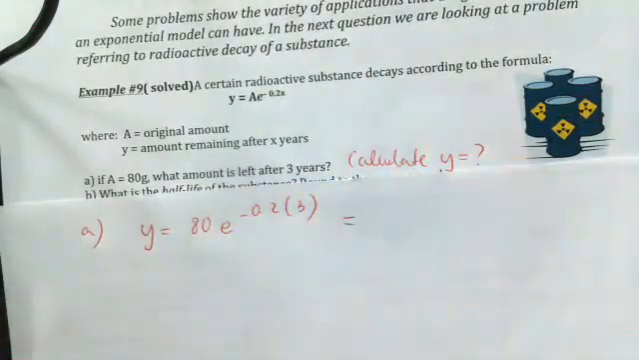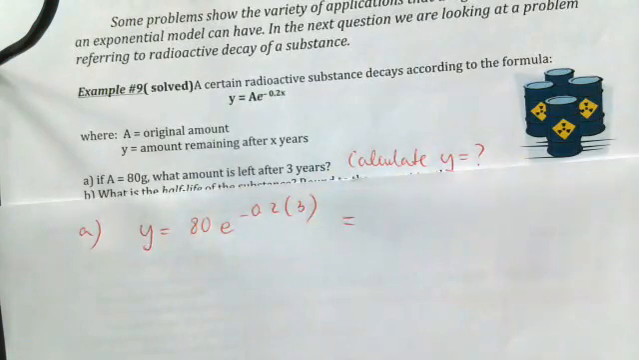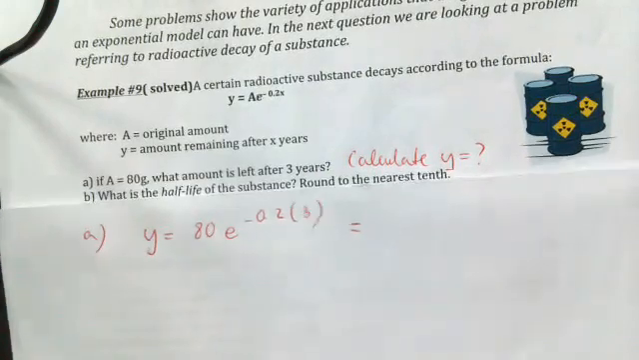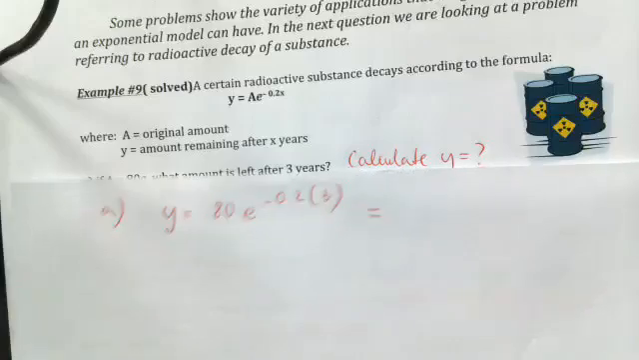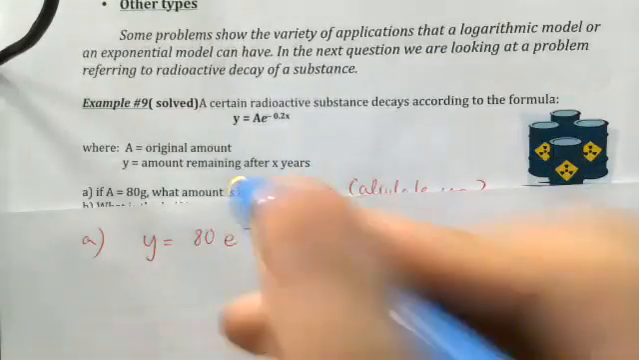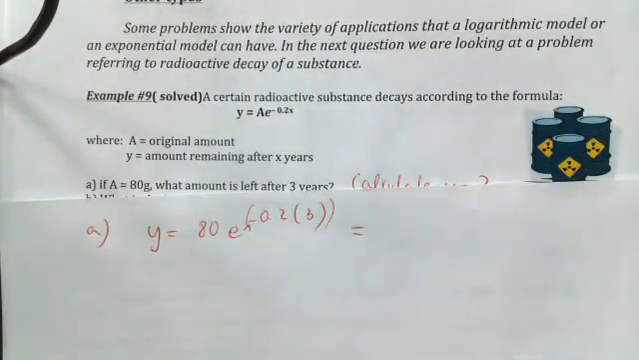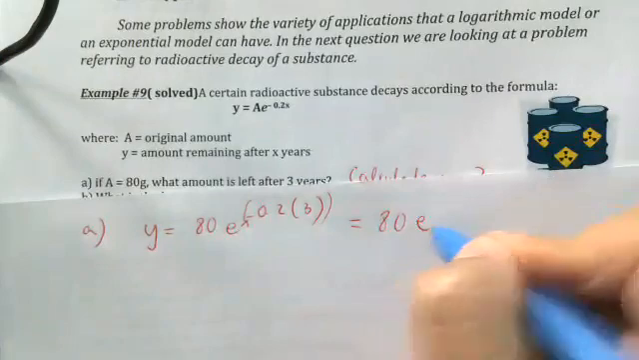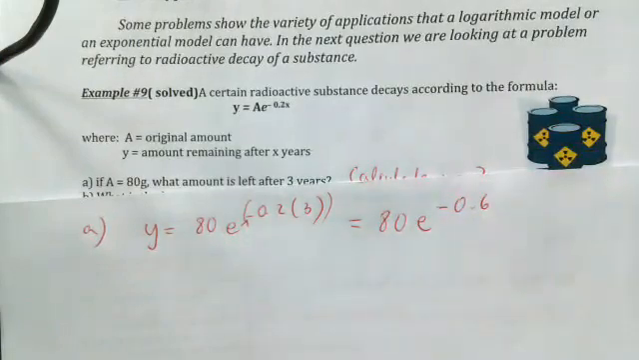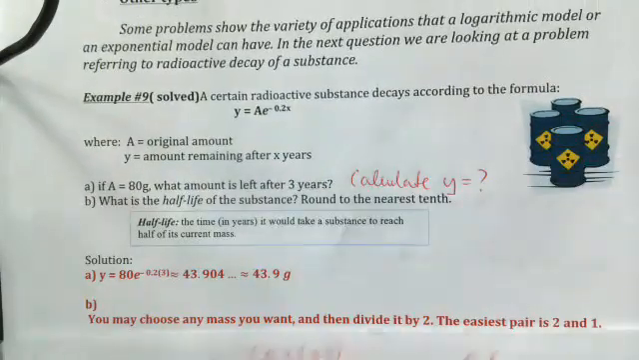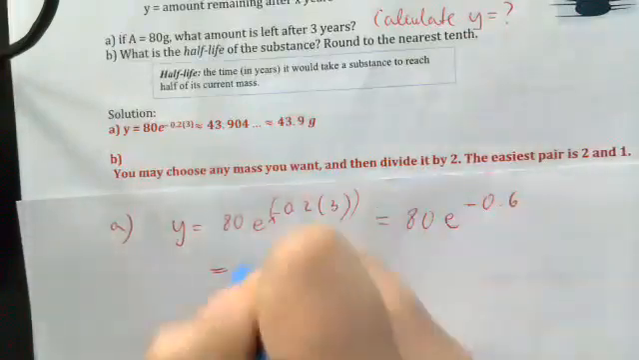You've got to take your calculator and make sure you know where your e button is, and just type 80 times e to the exponent of negative 0.2 times 3. Make sure the 3 is in the exponent as well, so you might need a bracket. Or just calculate negative 0.2 times 3 to be negative 0.6, which might be easier. And we should get 40 something. What was it? 43.9.